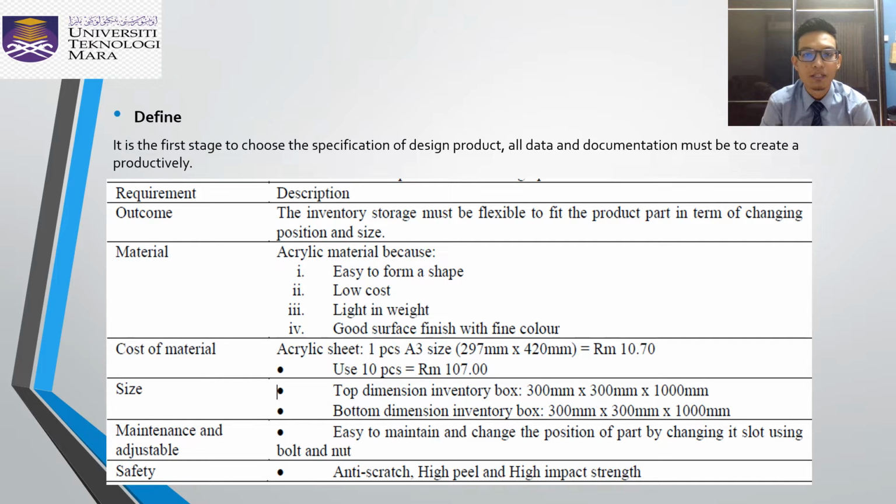The major difficulty for this project outcome is determining how to design a flexible inventory for the packaging box in terms of its horizontal or vertical position and the changing size of the product part to the assembly line. The material used must be easy to form into a shape, low cost, light in weight, and have a good surface finish with fine color. For material cost, as usual, it must be low to cut the budget, and the size depends on the product part to be packed.